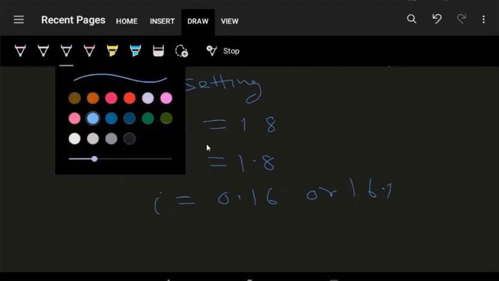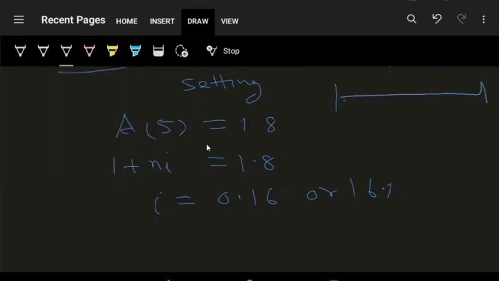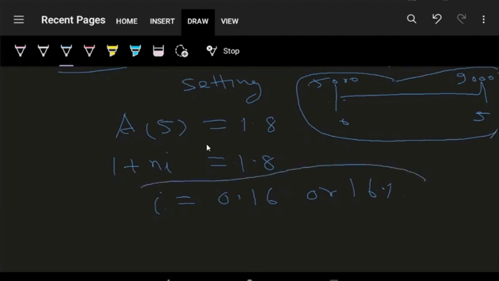This means this was our initial investment. We invested 5,000 and we got 9,000 at time 5. So if this example was calculated using a simple interest rate, then this would be the rate that would come out.